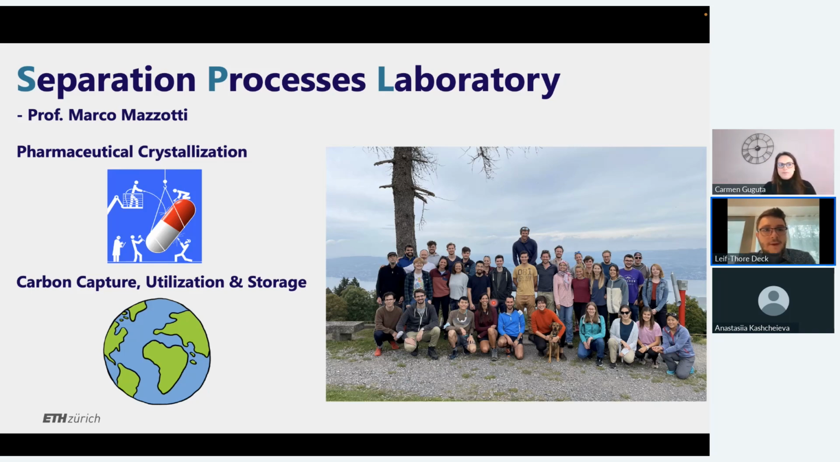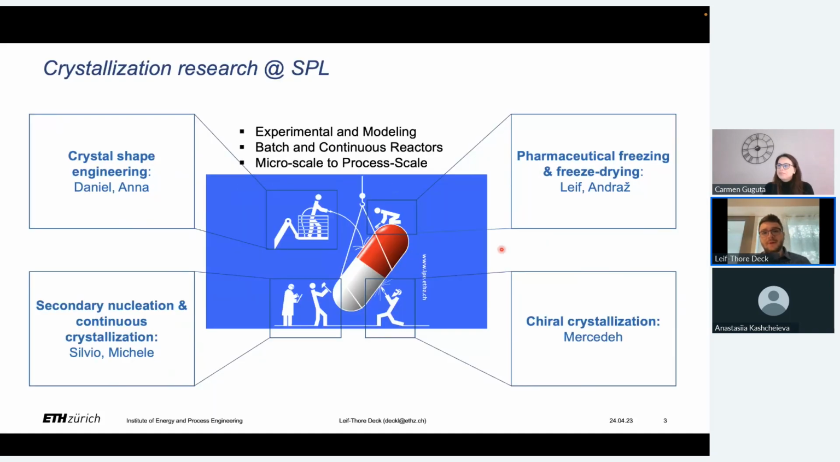There are two main topics of the research group. One is pharmaceutical crystallization, and the second one is carbon capture, utilization, and storage, which originally comes from adsorption research. Now, I'm part of the pharmaceutical crystallization group, where we have a couple of different topics. One of them is the work on pharmaceutical freezing and freeze drying, which I will talk about specifically today, where we use the Crystal16. We also have a couple of more classical crystallization topics, like crystal shape engineering, which is about understanding the effect that complex crystal shapes, like needle-like crystals or platelet-like crystals, have on process performance.